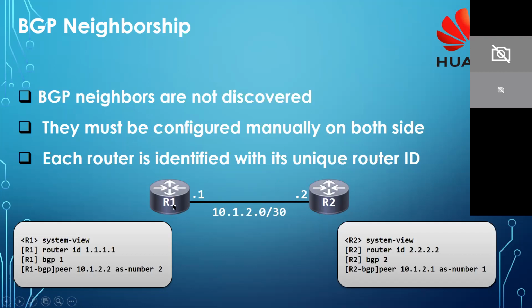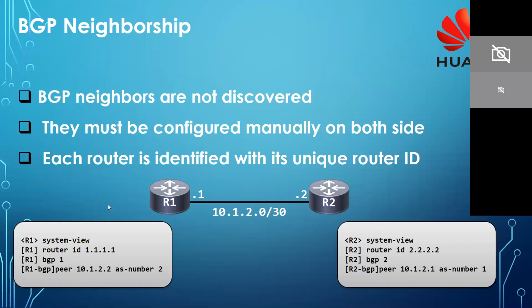Also remember that BGP runs on TCP, and TCP is a point-to-point protocol. If you want to establish a TCP connection, the sender needs to know the receiver's or the destination's IP address.